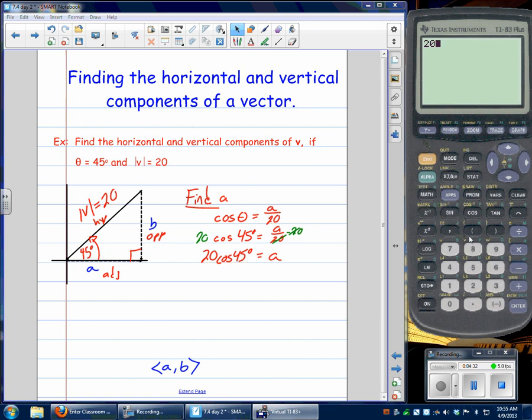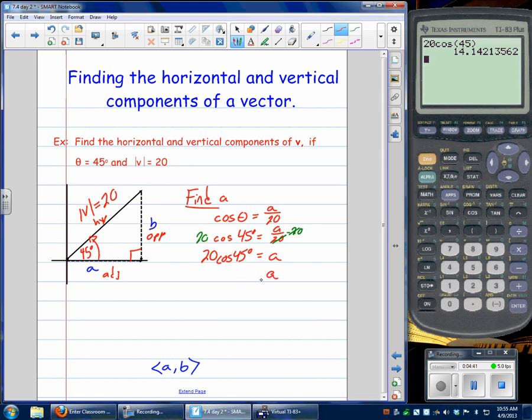20 times the cosine of 45 should give us the horizontal component of our position vector that represents a magnitude of 20 at a 45-degree direction angle. So we'll just round that off to 2 decimal places. So right now our position vector is starting to take shape here: 14.14. Okay, now we've got to go ahead and find B.